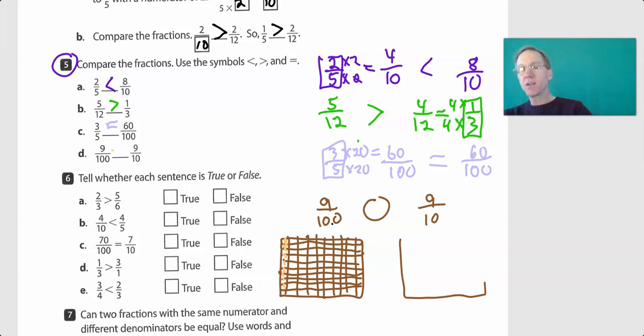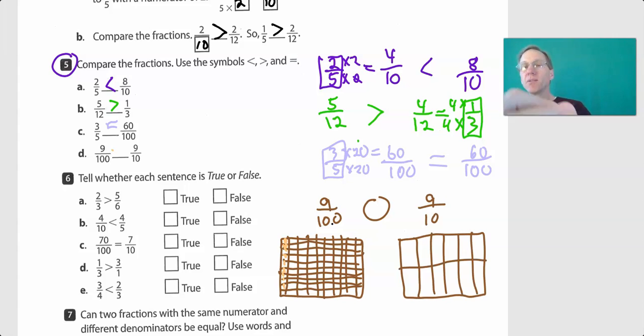9 tenths is going to look way better, right? So let's do 1, 2, 3, 4, 5. That's 5 big slices. Cut it in half. There's 10. Shade in 9. I've already blown it away, right? In fact, you could also look at this and say, oh, wait a minute, I made that too big. I'm sorry, I have to come back and fix that real fast.